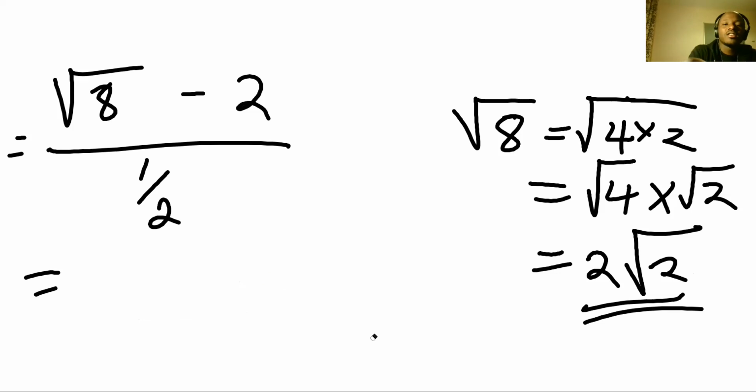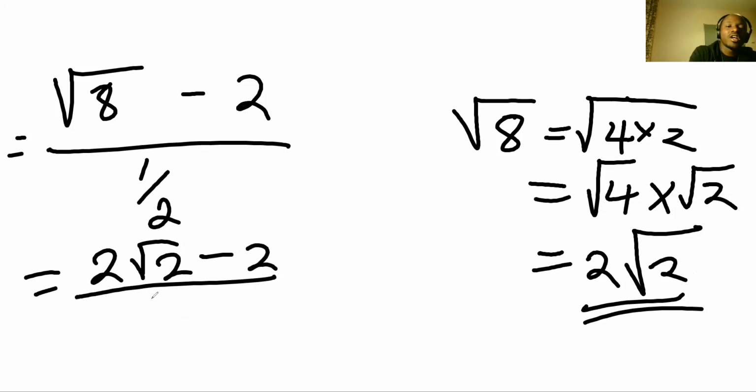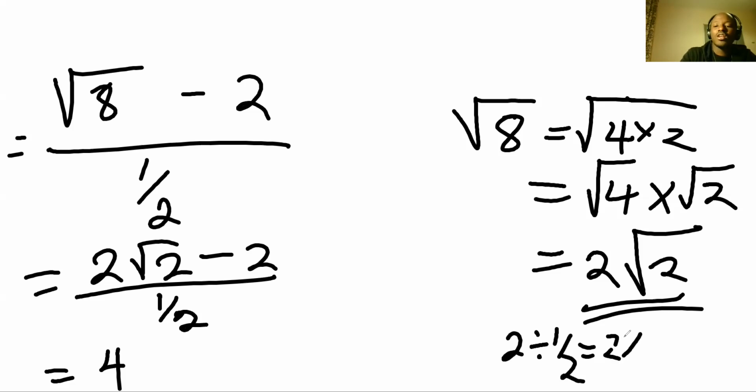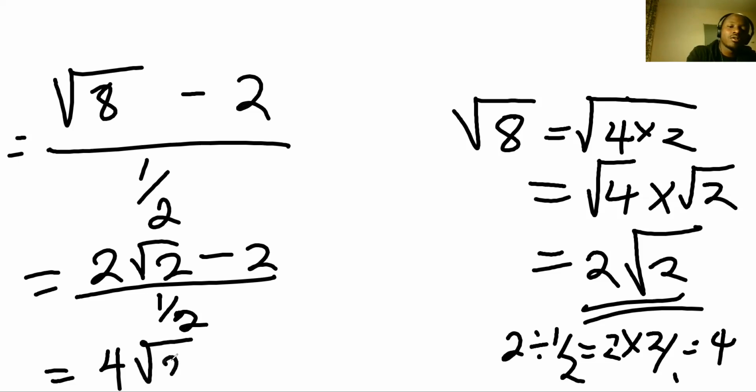So our root 8 will be 2 root 2 minus 2 over a half. So divide everything by a half. 2 divided by a half is 4. I hope you know 2 divided by a half is 2 times 2 over 1, which is 4. 4 root 2 minus 2 divided by a half is, of course, 4. And you have your answer there.